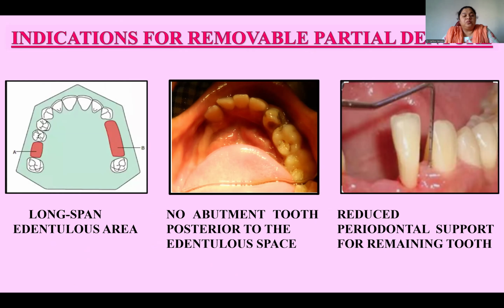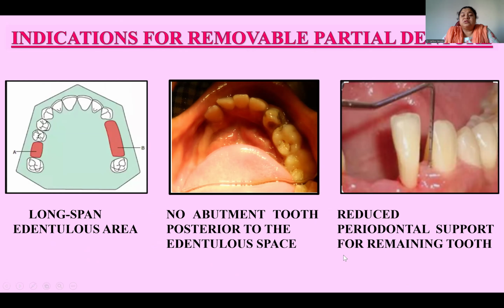Then when no abutment tooth posterior to the edentulous space is there, where will you get the support? The second picture, see. There is no support. How will you give fixed? You cannot give a flying FPD or just cantilever FPD. So you give RPD in such cases.